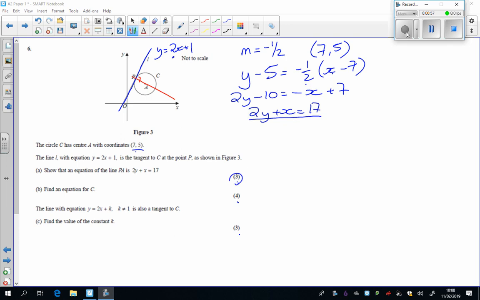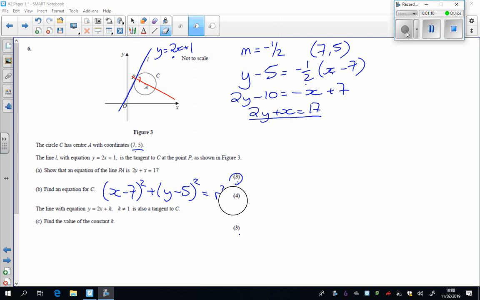Now the equation for a circle, of course, is x take away the x number squared plus y take away the y number squared equals the radius squared. So why is this worth 4 marks? Well, it's because finding this radius is going to take us a bit of work. We need to find out how far it is from A to P. We don't actually know where P is yet.